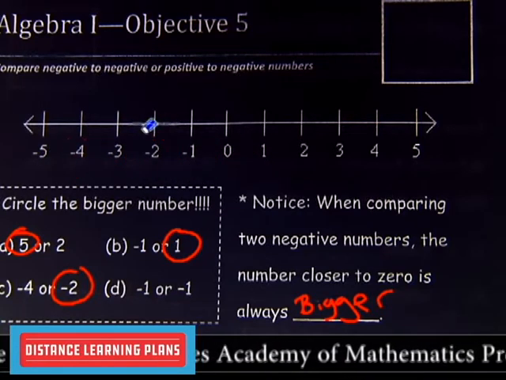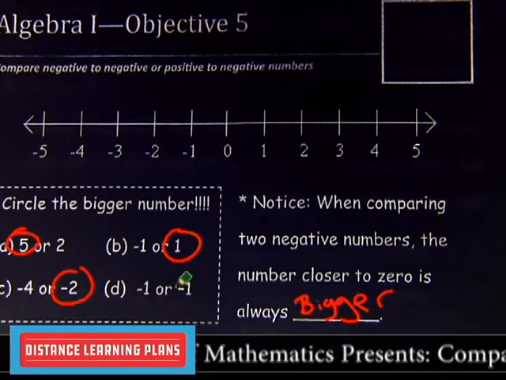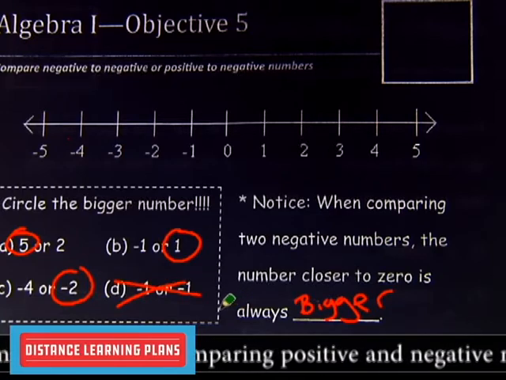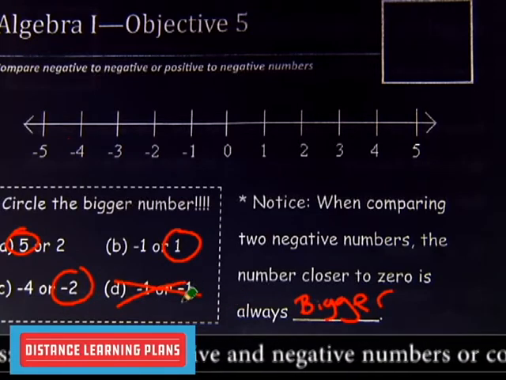And the last one here is negative 1 or negative 1. Well, if they're the same, then this one is just goofy. You can't be bigger. So negative 1, negative 1. That's kind of a trick question.